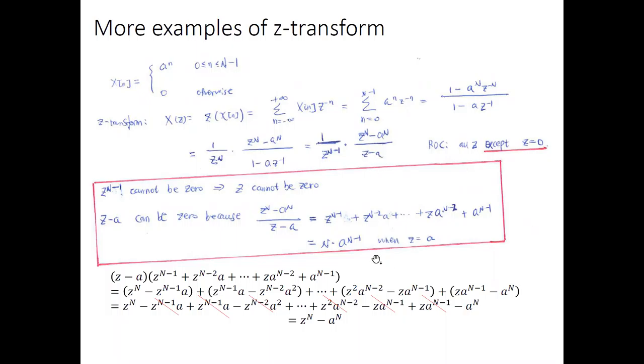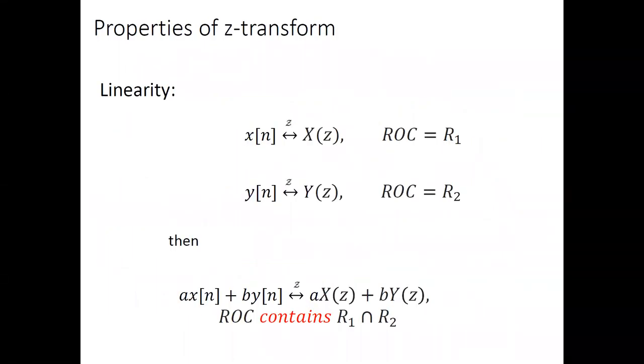The only pole for X of z is z equals zero. So the ROC of X of z is every z on the complex plane except the single point z equals zero. Right, this is a tricky case. The main thing that is tricky is here: although z minus a is in the denominator, a is not a pole.